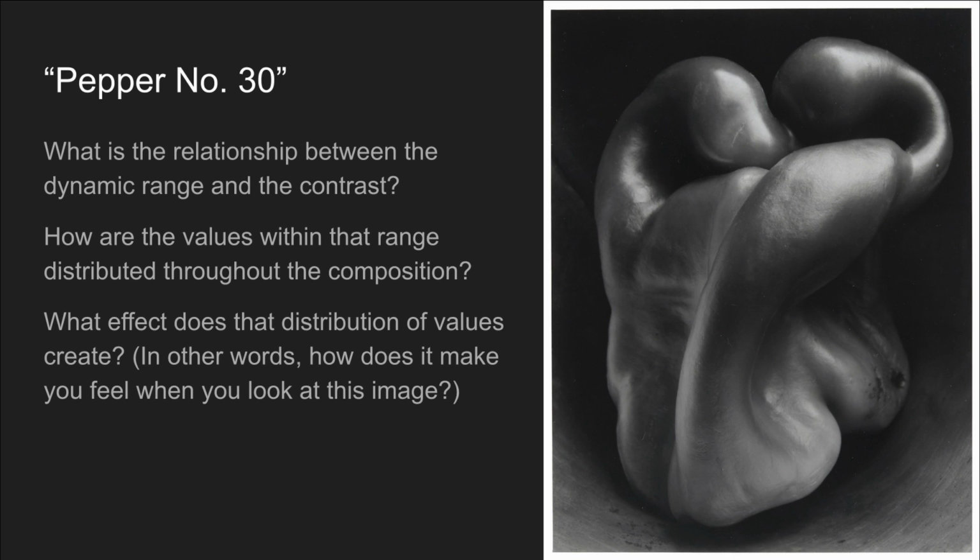What is the relationship between dynamic range and contrast? Janice is correct. She said a wide dynamic range results in higher contrast. And how are the values within that range distributed throughout this composition? If you were to plot them on a chart, where you have the dark ones here and the light ones here, what would be the shape of that chart? They're not focused in one point, that's correct. So we see some areas of highlight kind of all over the composition. What else? Is it mostly light or mostly dark? Or is it mostly kind of mid-tones?